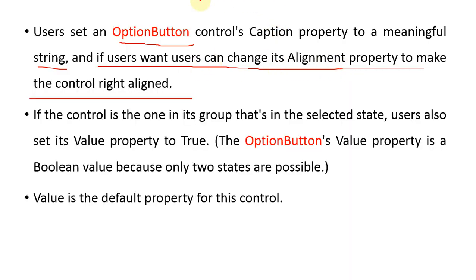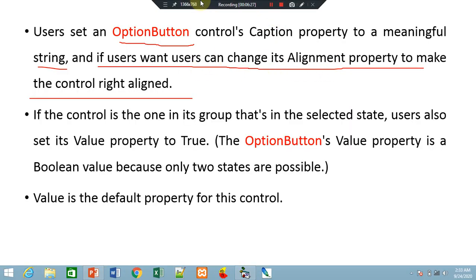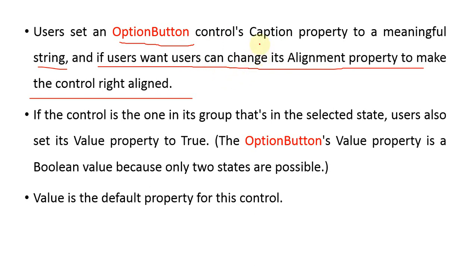Okay. So that is one piece of information regarding the option button. And the second piece of information is, you can change the caption property and also the alignment property. Okay. Next, if the control is the one in the group that is in the selected state, users also set its value property to true. The option button's value property is a Boolean value.